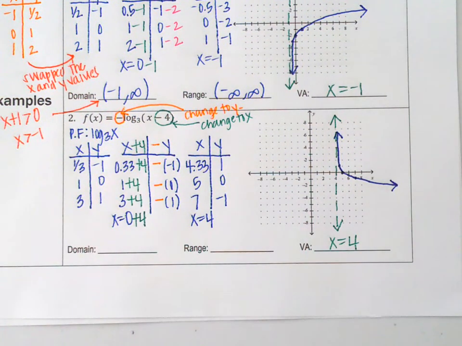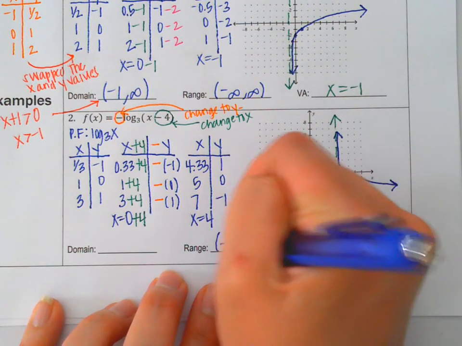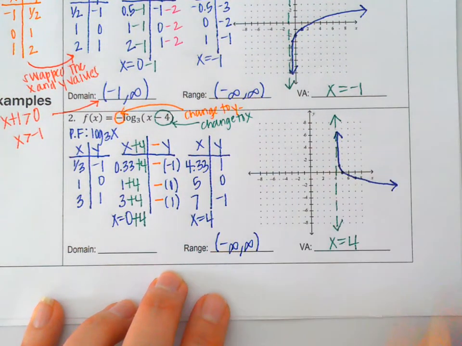Okay, so now what I want you guys to do is pause and think about what's the domain and what's the range of this graph. So you should be coming back. The range should be easy. The range doesn't change. -infinity to +infinity.